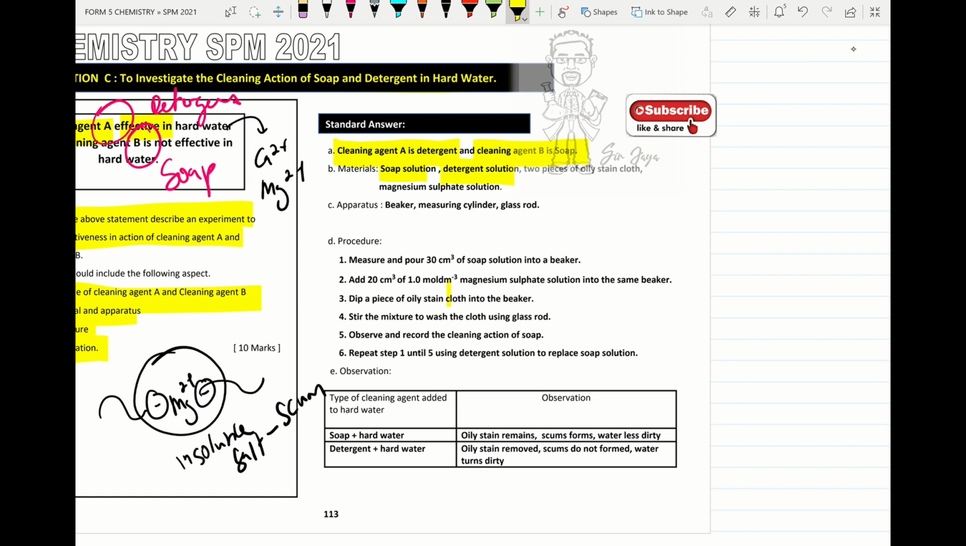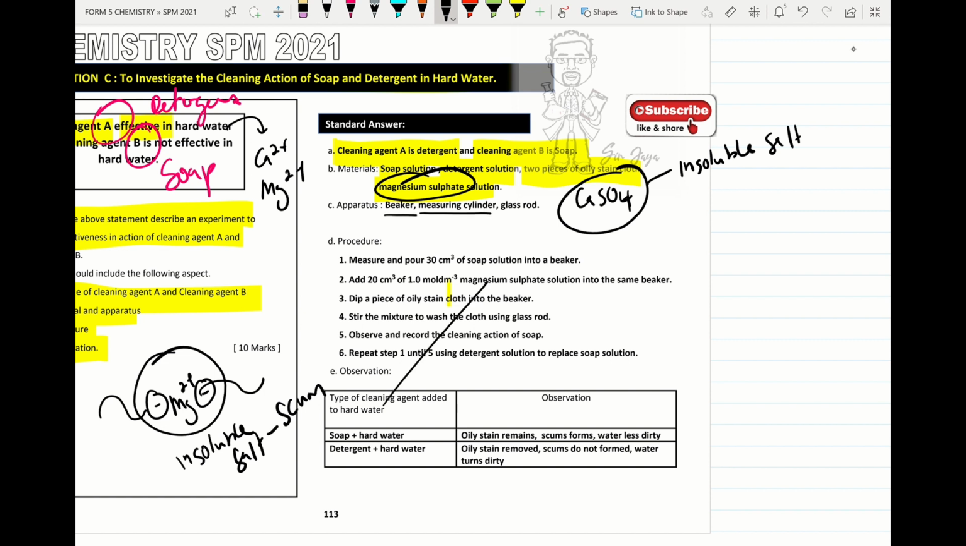Soap solution, detergent solution, two pieces of oily stained cloth, magnesium sulfate solution. We can take magnesium sulfate, don't take calcium sulfate, because calcium sulfate is known as an insoluble salt. So please take a soluble salt, magnesium sulfate solution. Please check the previous video, I already discussed this one. Then beaker, measuring cylinder, so please go through everything.